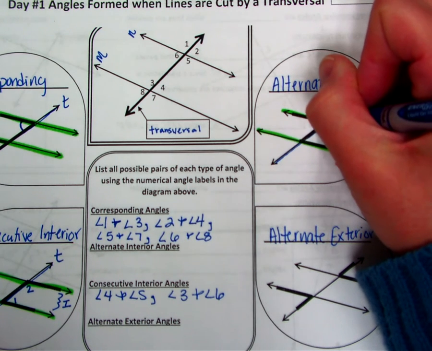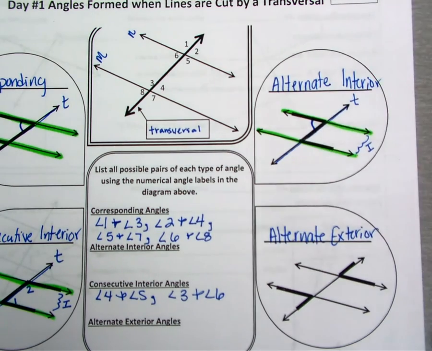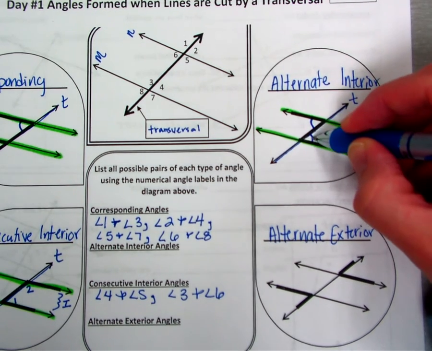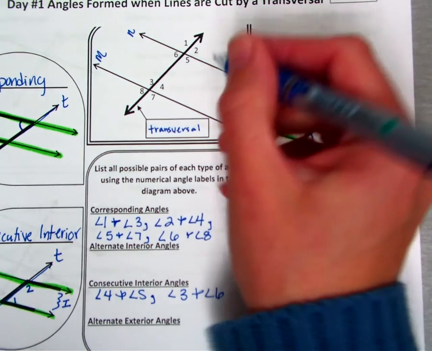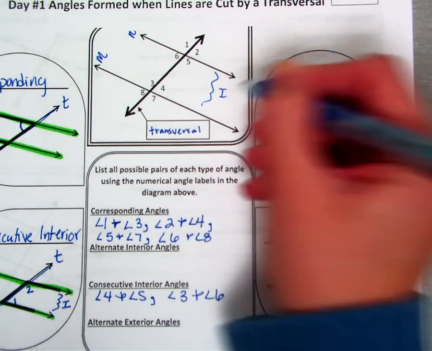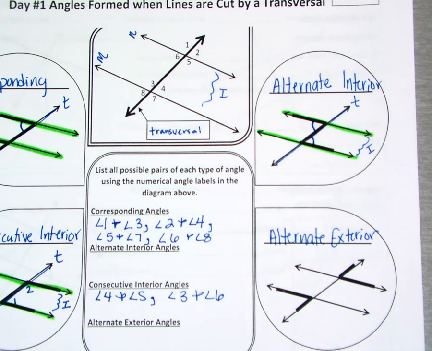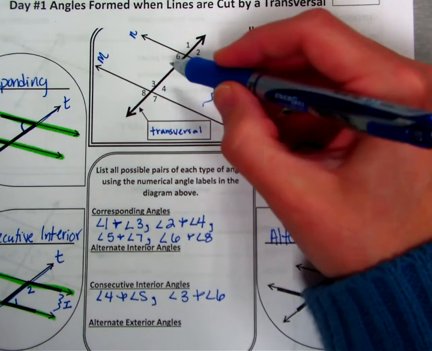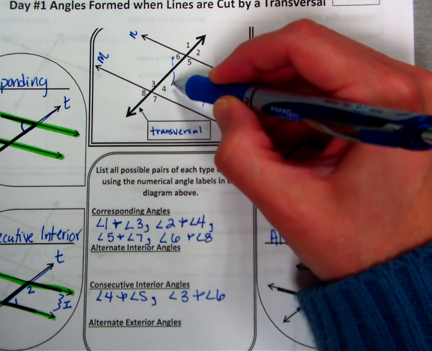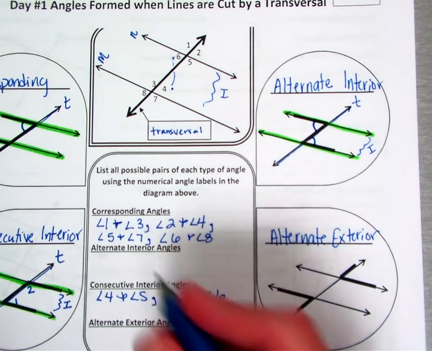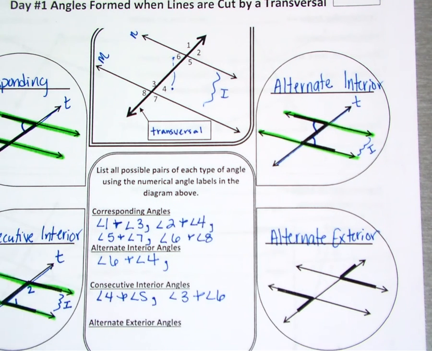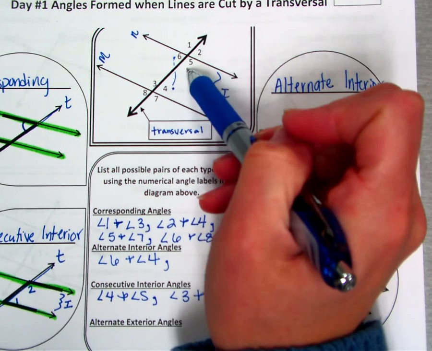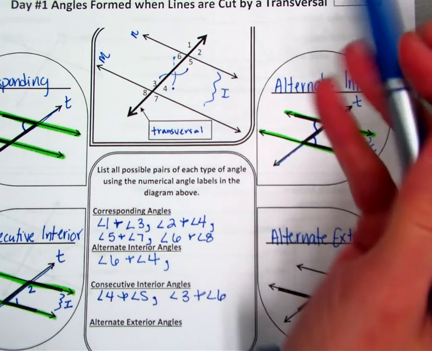And if I pick one that's on the left side of the transversal, the other angle would be on the right side of the transversal. So up in the picture, again, you can only pick angles that are on the interior right now, because I'm talking about alternate interior. So we would be talking about angles 6 and 4. Or my other pair, if I start on the other side, I would go angles 5 and 3.